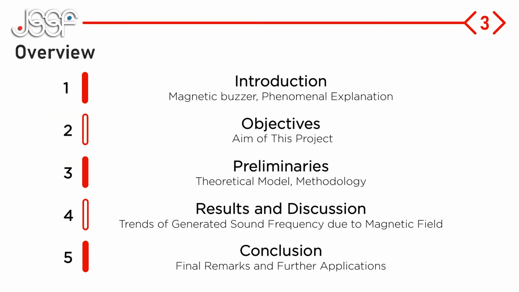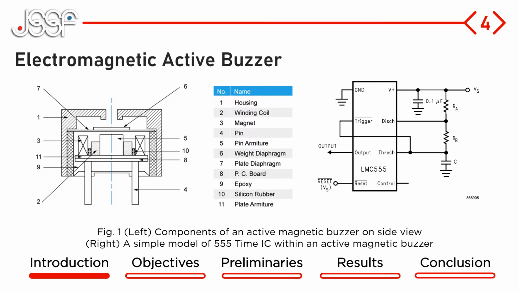My presentation is divided into 5 parts as shown. I will start with some general information on a magnetic buzzer. It is one of the most widely used electronic devices to generate the beep sound frequency. In general, magnetic buzzers are divided into 2 types, which are passive and active. The active magnetic buzzer additionally contains a 555 timer IC as an oscillator circuit that enables it to work with DC.